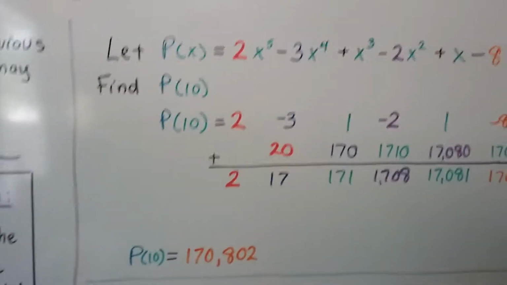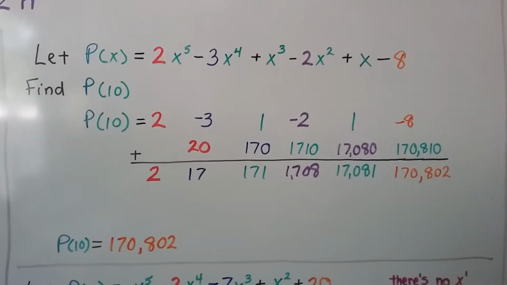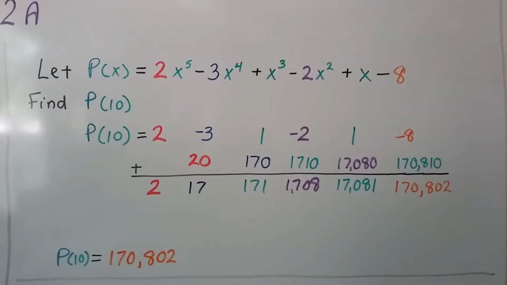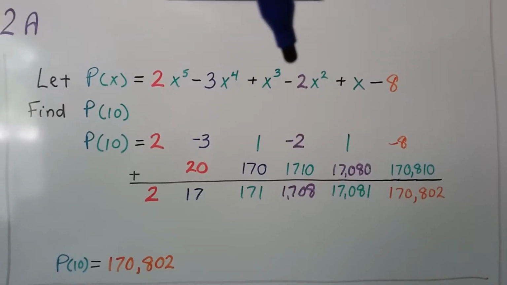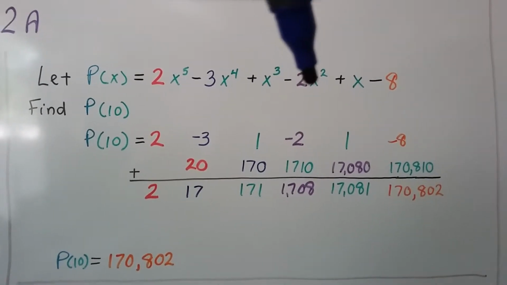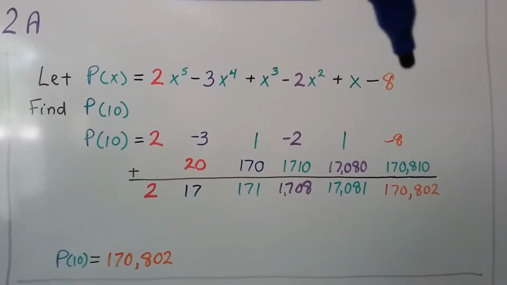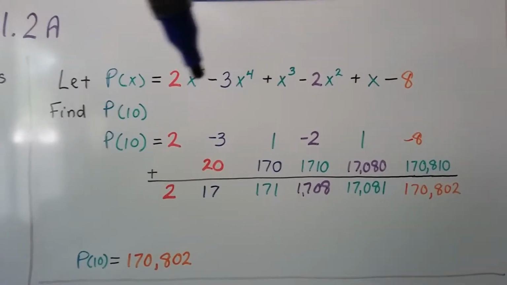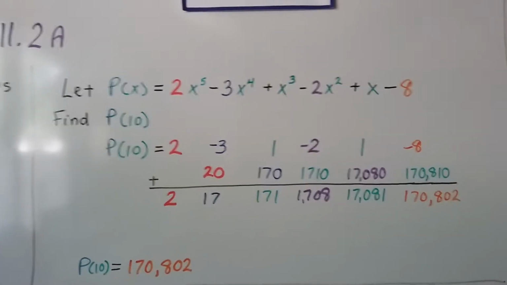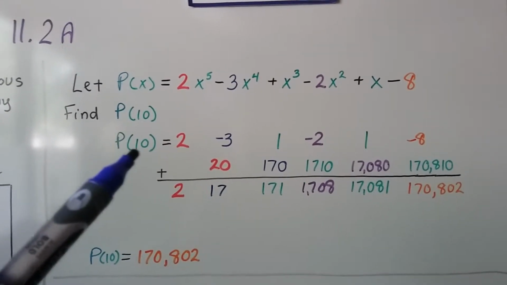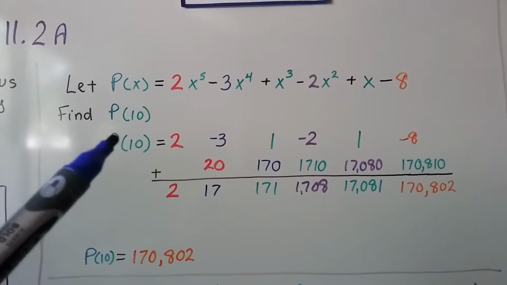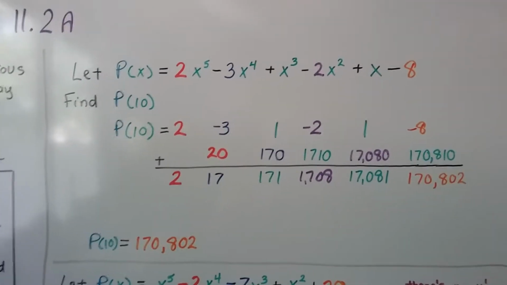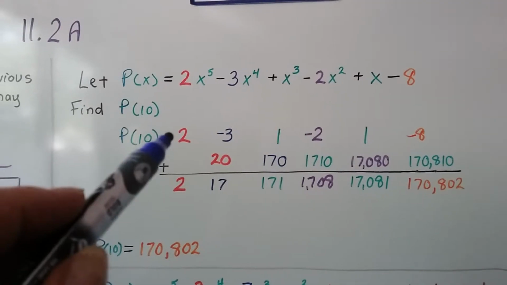Let's take a look at this one. I'm going to let P of x equal 2x to the fifth minus 3x to the fourth plus x to the third minus 2x squared plus x minus 8. So we've got all our exponent values, don't we? So we don't need any zeros. I'm going to find P of 10. So we're going to multiply, and what we're going to do is multiply 10 times 2, which is a 20.